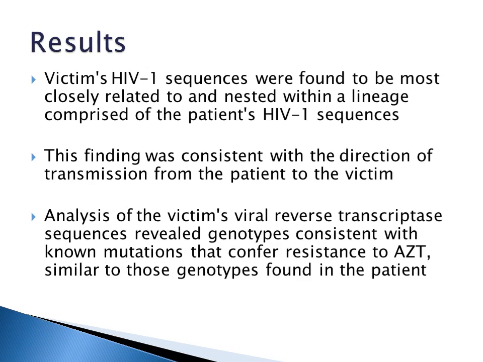And for the results, the victim's HIV-1 sequences were found to be most closely related to and nested within a lineage comprised of the patient's HIV-1 sequences. So this finding was consistent with the direction of transmission from the patient to the victim. The analysis of the victim's viral reverse transcriptase sequences revealed genotypes consistent with known mutations that confer resistance to AZT and similar to those genotypes that were also found in the patient.